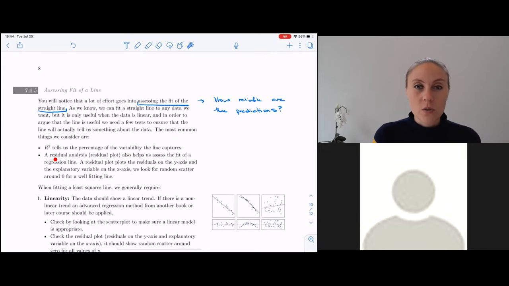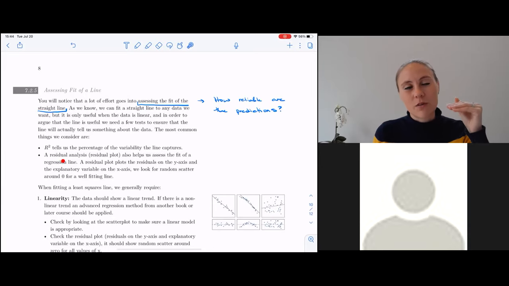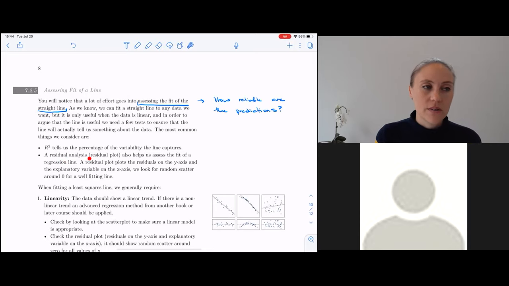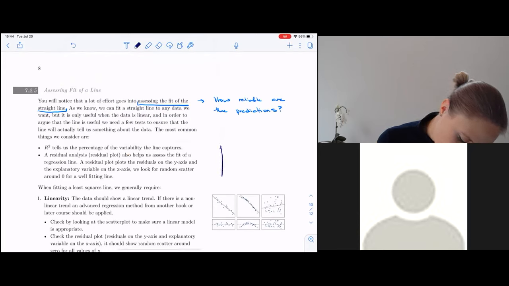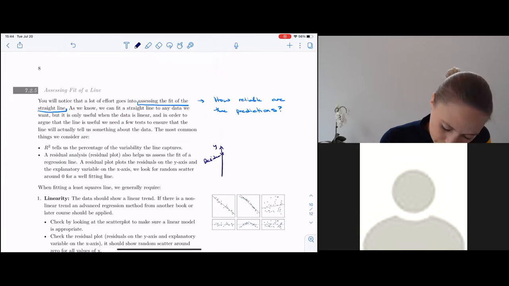Another thing that we do a lot is a residual analysis. Remember, the residual is the distance from each point to the line, right? And so we call these residual plots when we plot on the y-axis the residual, and on the x-axis, we plot the explanatory variable.